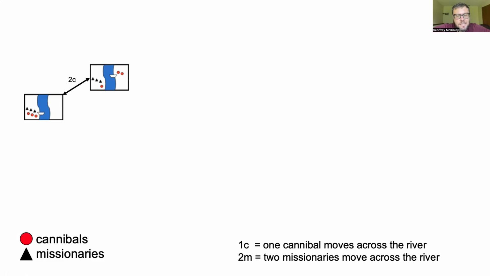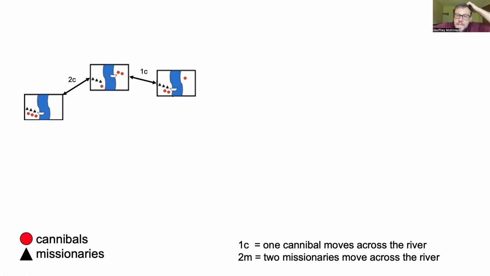And then my next sub goal would be to simply bring the boat back, right? So if I bring the boat back, well, I could bring two cannibals back, but then why would I do that? It just reverses the thing that I did before. So I'll just bring one cannibal back over, right?